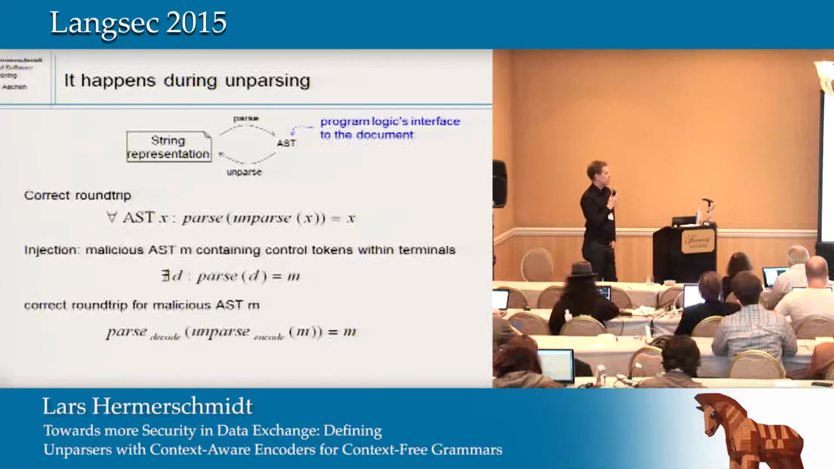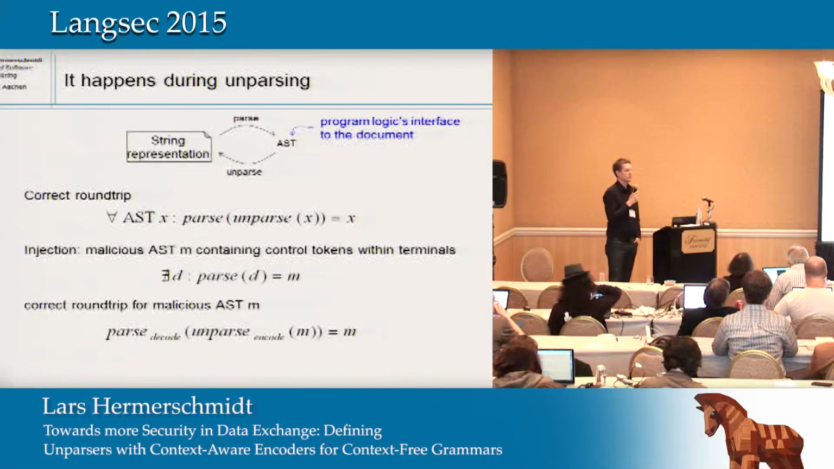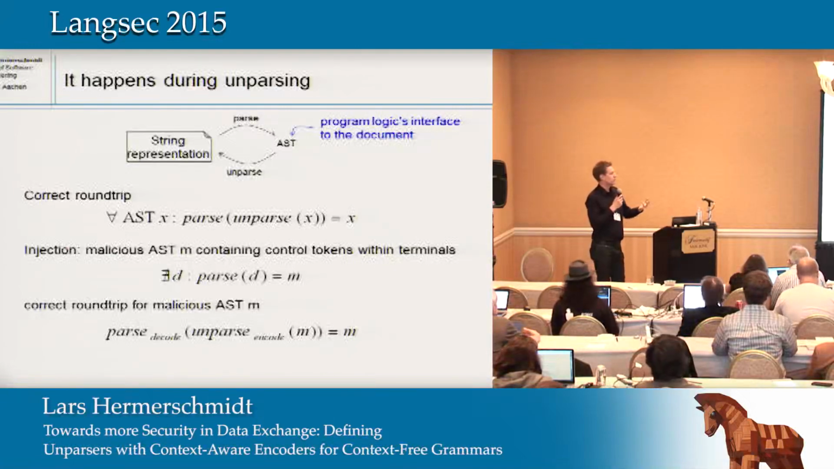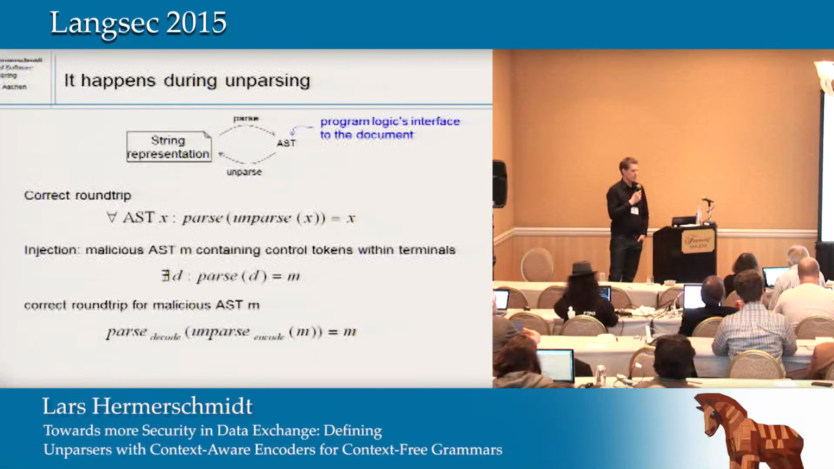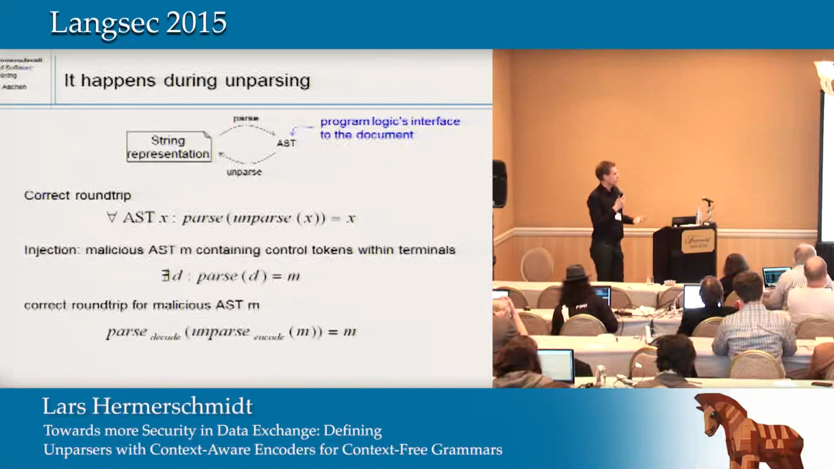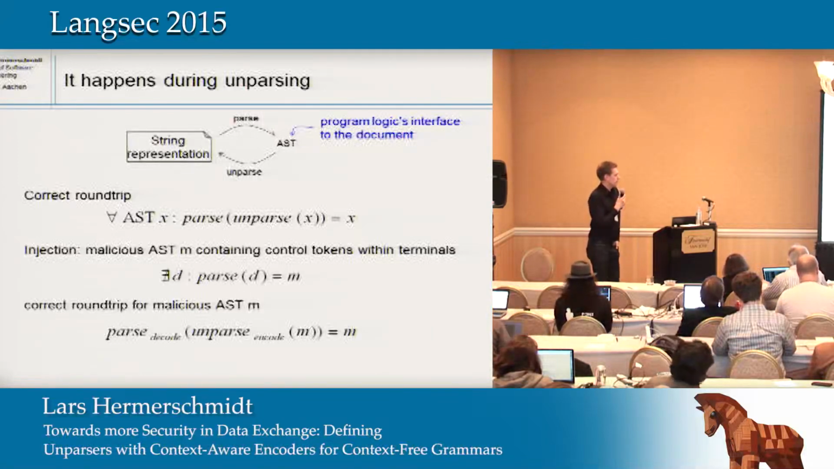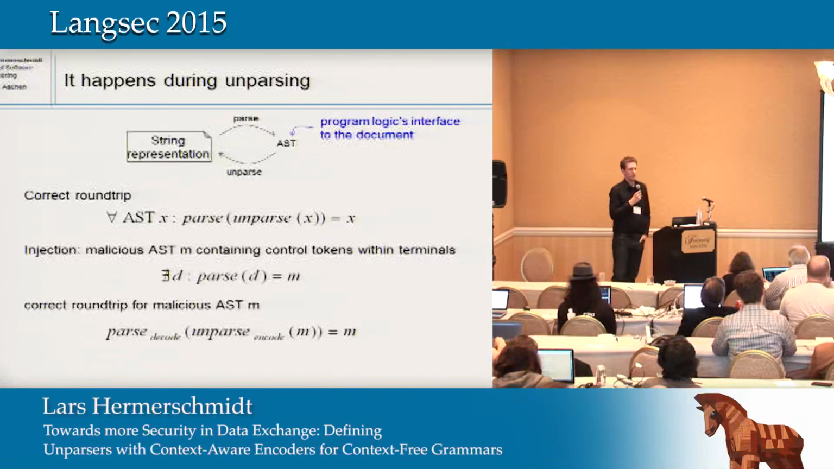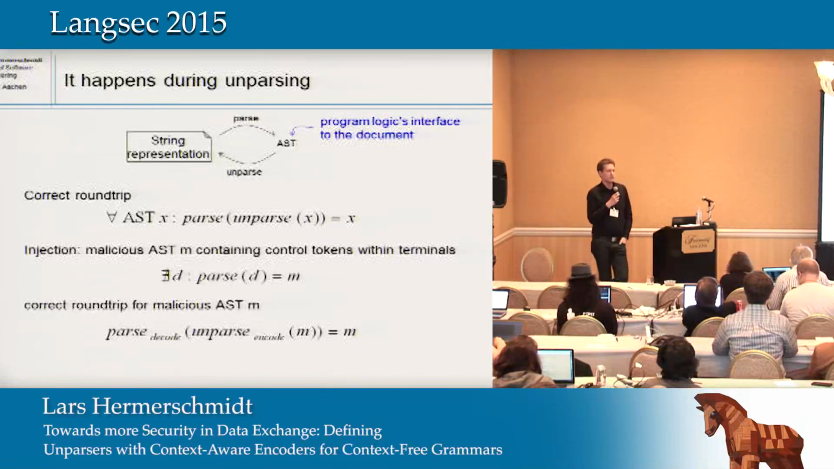But if an attacker injects some malicious input in whatever way into this application, and the application puts that into a document, so basically into an AST, with some control characters, and then we unparse this, we get a different data structure, so a different message on the wire, which is not what the developer expected. So what we actually need is that even when unparsing, these specially crafted messages are correctly encoded and decoded again when parsed again.